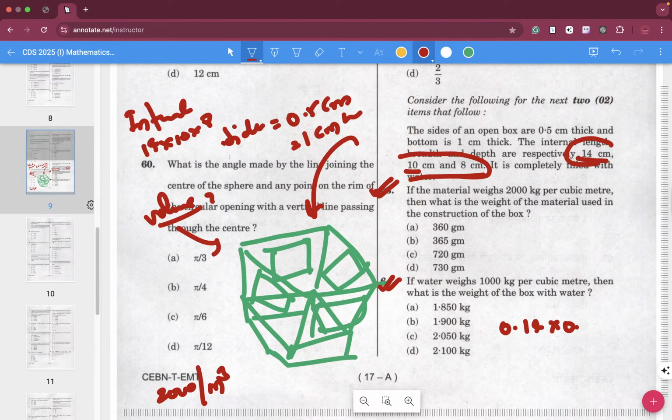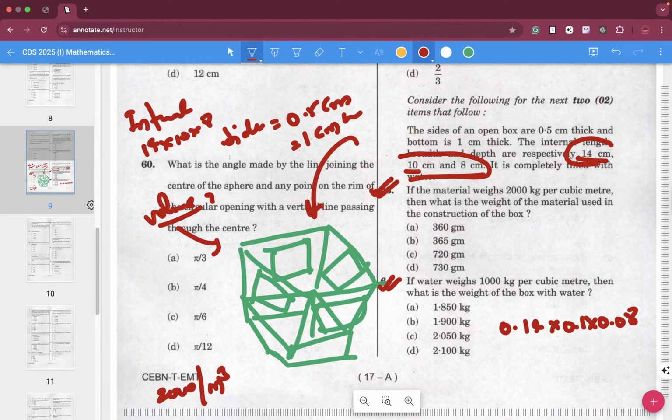0.14 into 0.1 into 0.08, right? I'm writing all of this in meters, okay? So this will be the volume of the water that is there in it, right? If water weighs 1000 kg per cubic meter, okay?